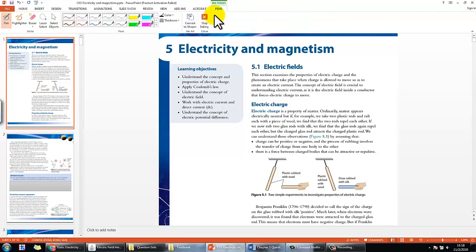Okay, so let me reiterate some key points. First of all, we are talking about electric field. In Chapter 6 or even earlier, you learned about gravitational field, and now we're talking about electric field, which you have already learned in Year 10, but now we will try to make it more quantified. That means we have to do some more calculation in IB.